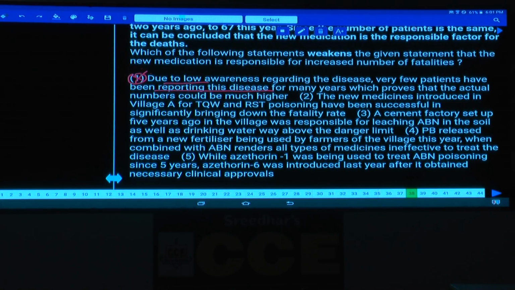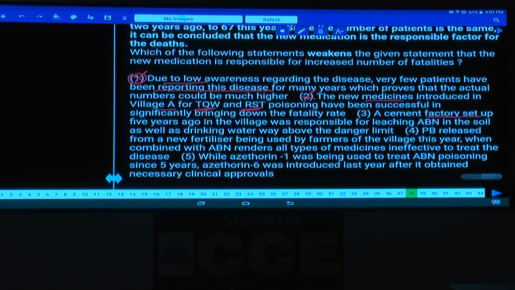And the second one: the new medicines introduced in village A for TQW and RST poisoning have been successful. Here he is not talking anything regarding this ABN poisoning. He is talking about TQW and RST poisoning but not about ABN, so that is also ruled out. Done? Then coming to choice 3.